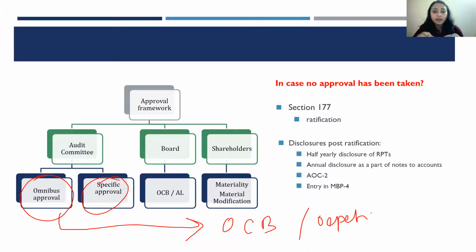Next, I will have to identify whether the transaction I'm entering into is on an arm's length basis and in the ordinary course of business. If it's not on an arm's length basis or not in the ordinary course of business, I will have to take approval of the board as well.